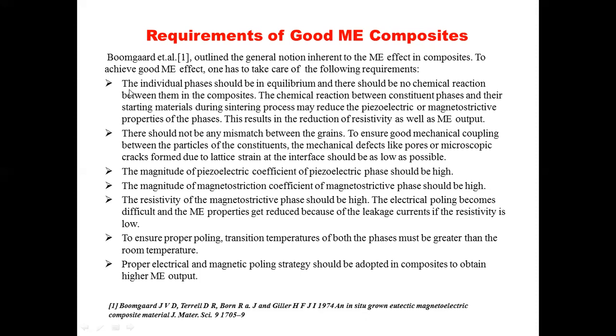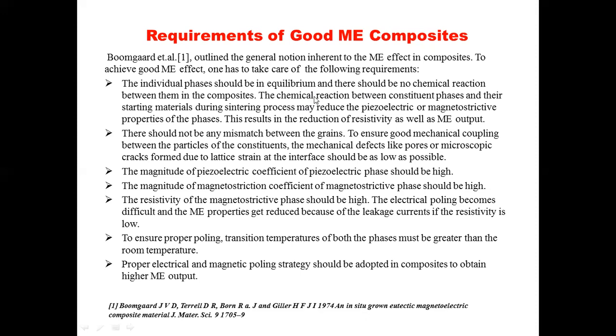So the first point here tells that the individual phases should be in equilibrium, and there should be no chemical reaction between them in the composites. The chemical reaction between constituent phases and their starting materials during the sintering process may reduce the piezoelectric or magnetoelectric properties of the phases. This results in the reduction of resistivity as well as the ME output. So this is very, very important. Both the phases should be in equilibrium, and there should be no chemical reaction between them.